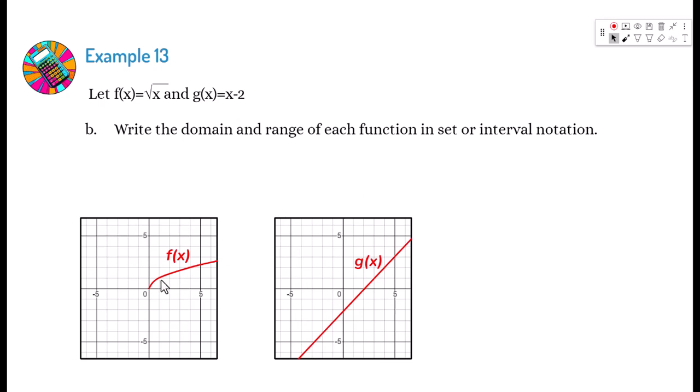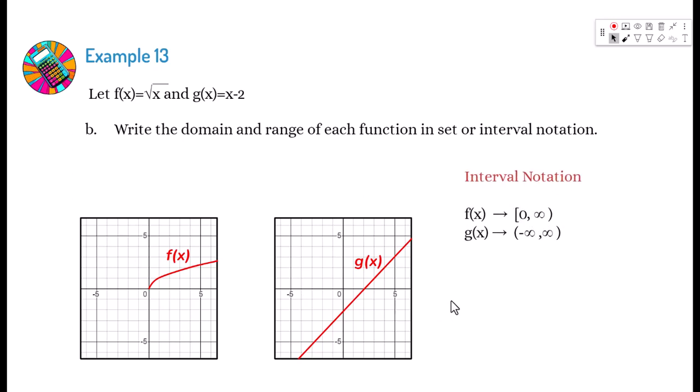Now, when it comes to the range of f of x, because we have this endpoint here, there is a restriction on the range, and the range is y greater than or equal to 0. But over here on g of x, there's no restriction, so y is the real numbers.